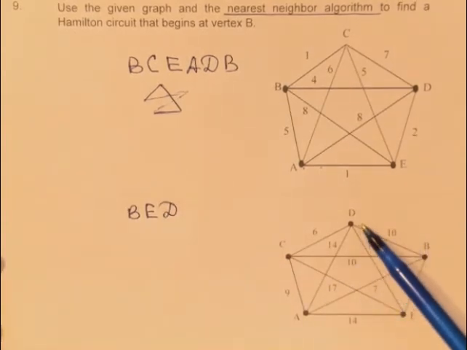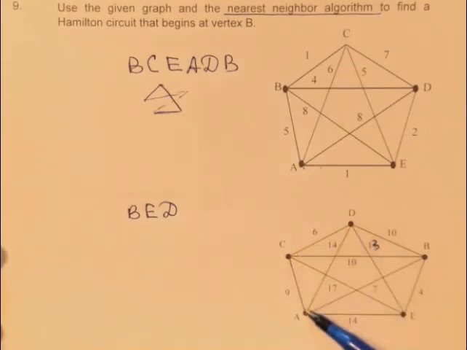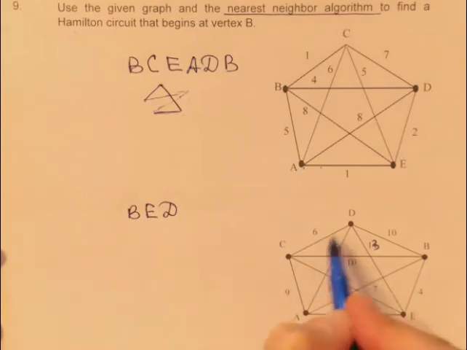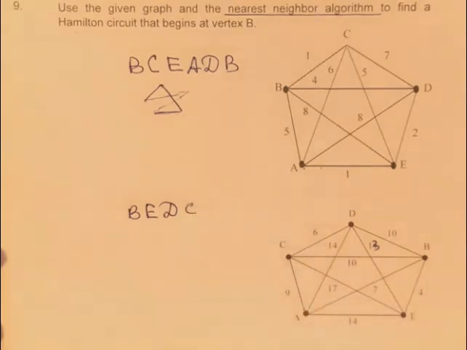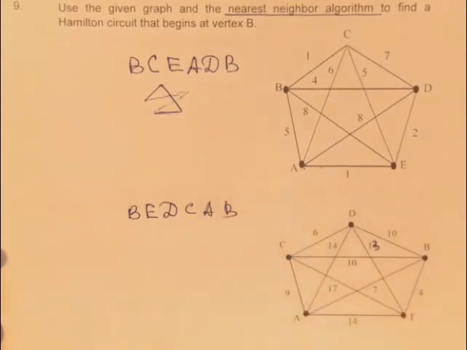And then from D, we have to choose between 6 and 14. Of course, we choose 6 to C. And then we move this way. And now the last vertex to visit is A, and then return to B.